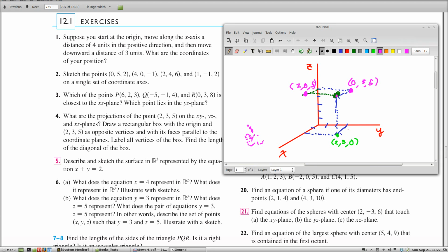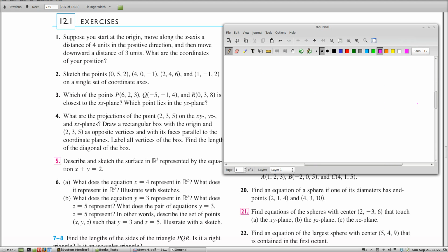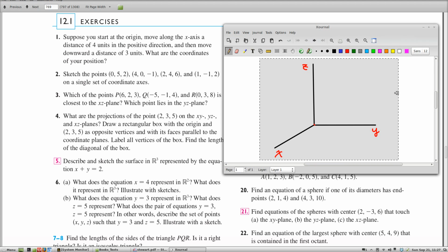So let's do a couple more of these. I'll go down, and this was my plan to be able to paste this, and it works pretty well. I'm proud of myself. Oh look, I can even change the colors. Okay, number 5 says, describe and sketch the surface in R3 represented by the equation x plus y equals 2.